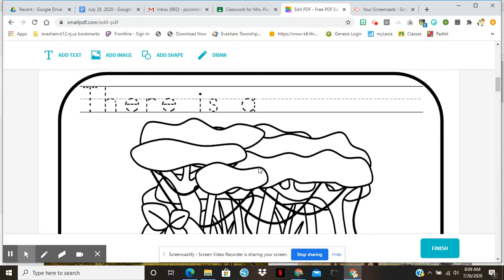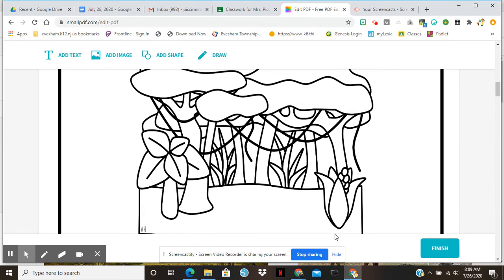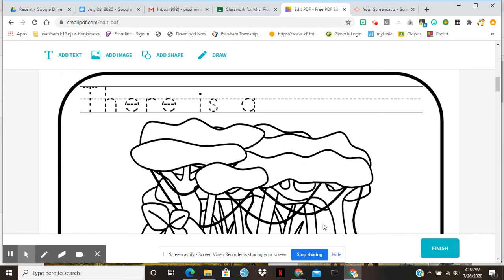Let me show you what I mean. There is a blank in the rainforest. This picture shows me that it's the rainforest. The words tell me that that's right. And now I have to think about there is a blank in the rainforest. I'm going to use my own idea to come up with a word. When I think about the rainforest, I think a lot about birds. So that's the word I'm going to write here.